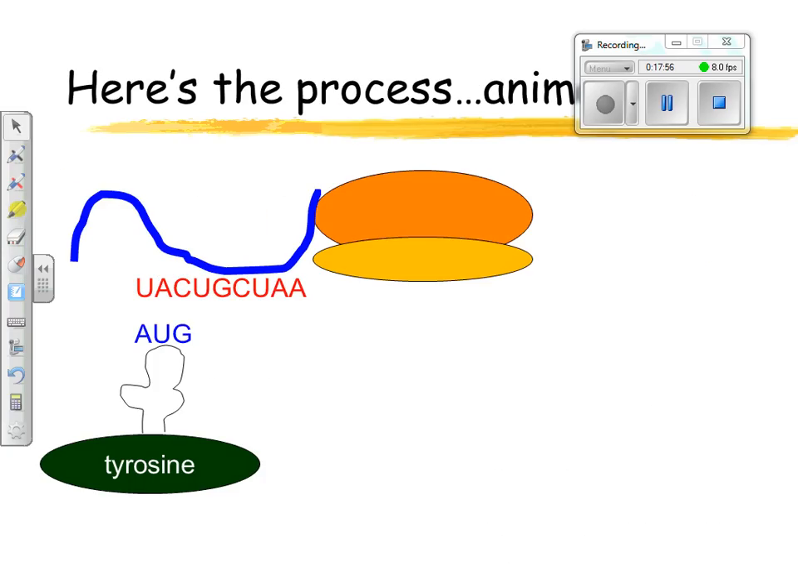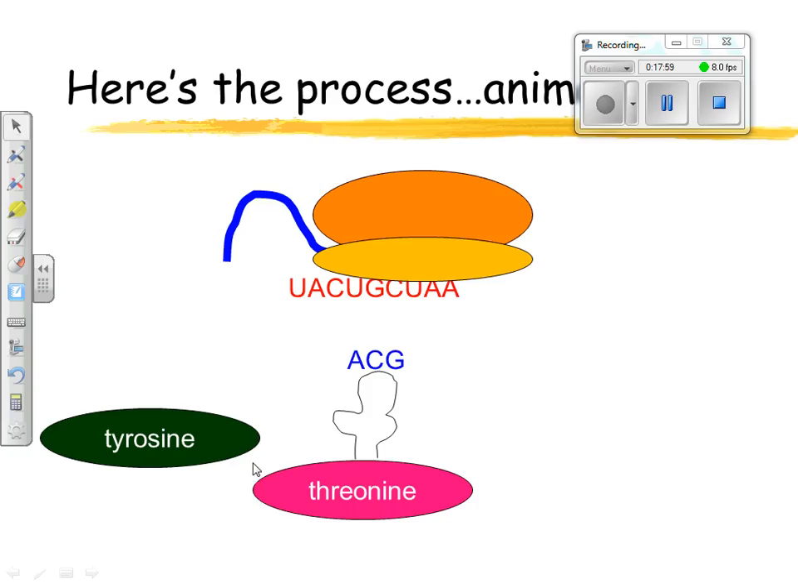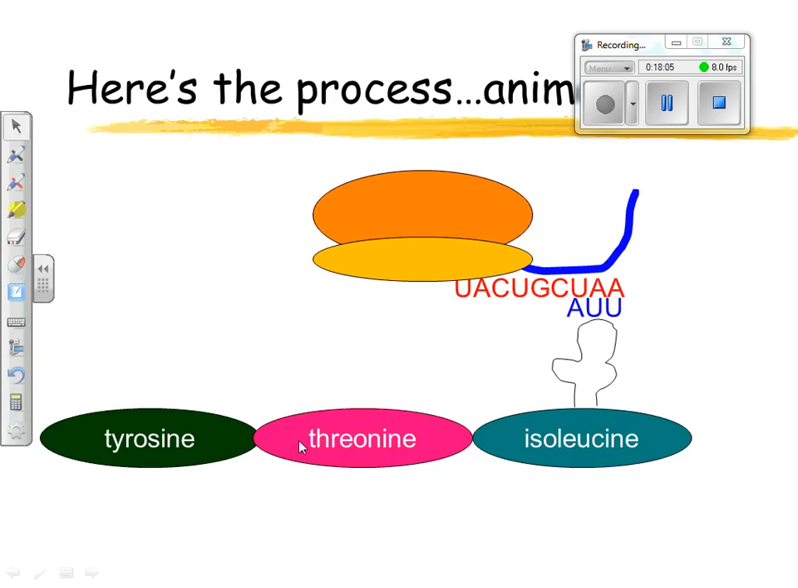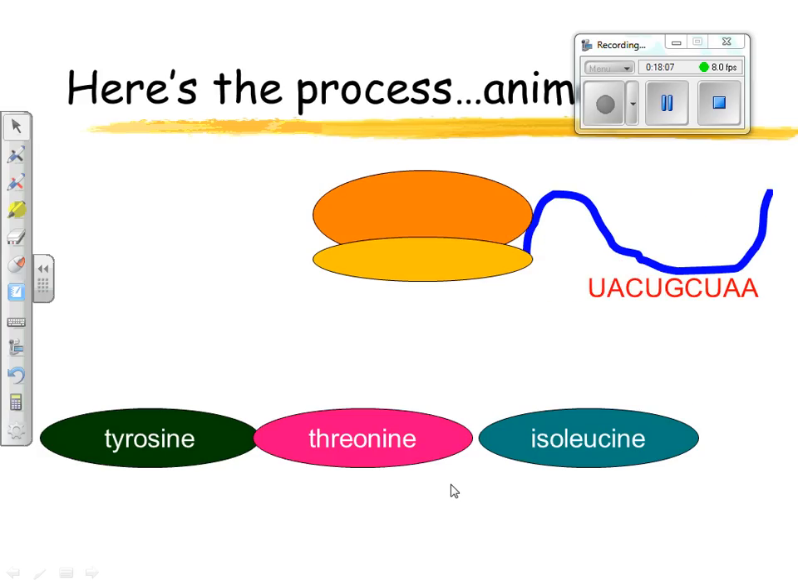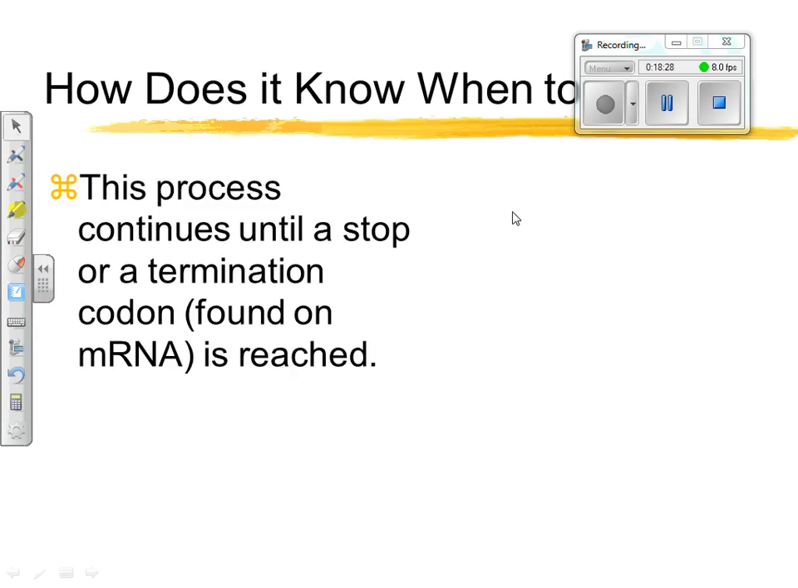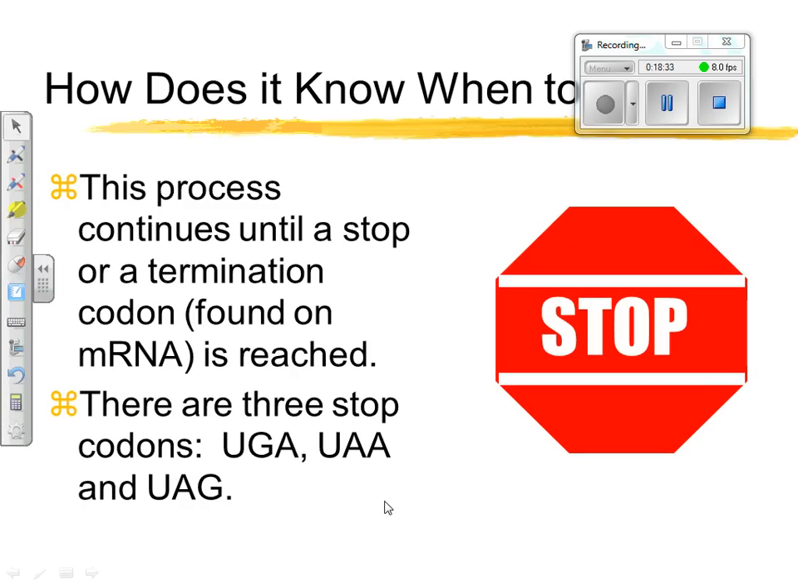So here's the process animated. So there's your protein. Now they are much longer than 3 amino acids long. It goes on, and sometimes some proteins are hundreds of amino acids long. But that's the basic process there. So how does it know when to stop? Okay, then you get to a stop codon, and there are 3 of those, UGA, UAA, and UAG again.